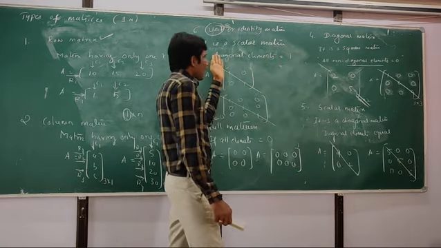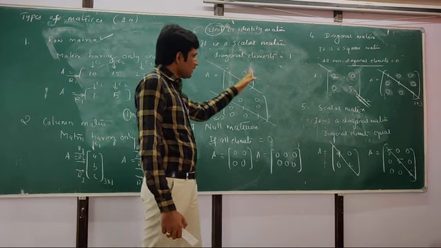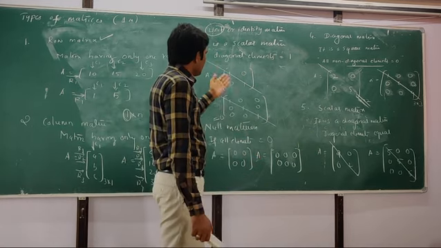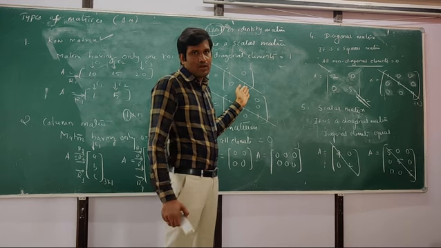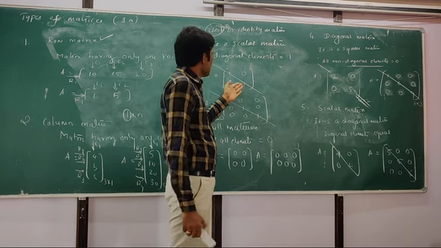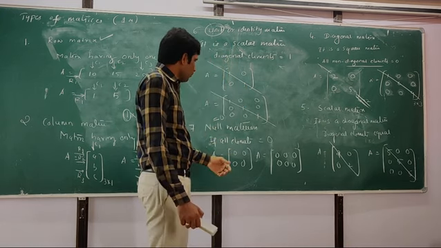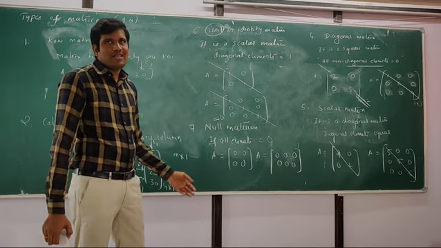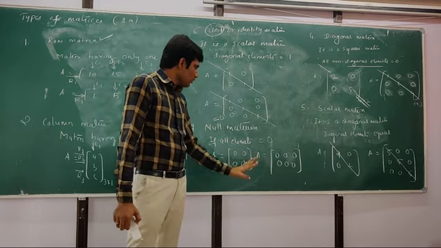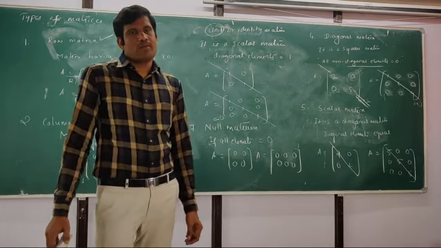And next we have unit matrix or identity matrix. It is a special type of scalar matrix where all the diagonal elements are equal to 1. So that is called a unit matrix or identity matrix. Then what is a null matrix? If all the entries in a given matrix are equal to 0, that is called a null matrix. Right?